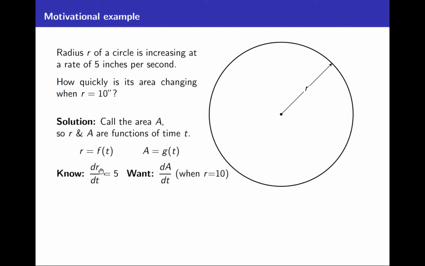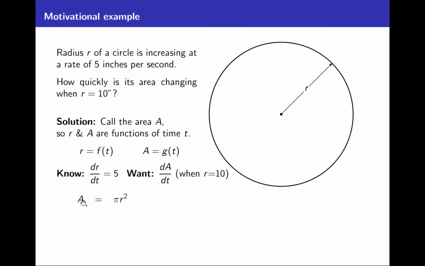The first step is to look at the quantities involved in the rates of change. There's r and there's A. You're going to look for an equation that relates those two quantities. And here you don't have to look far, because for a circle, its area A is equal to pi r squared. That's an equation relating A and r.